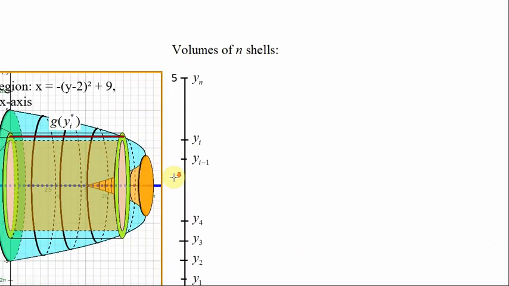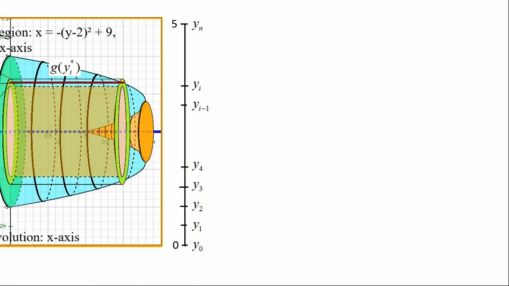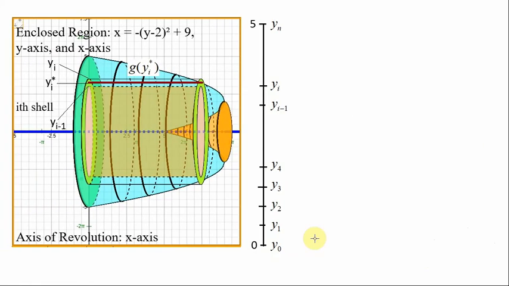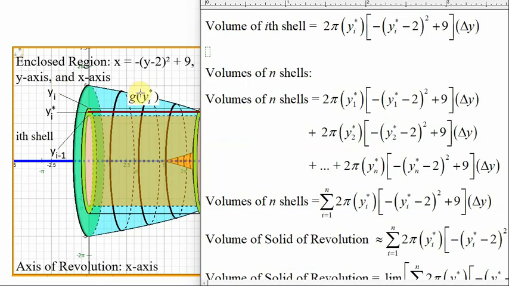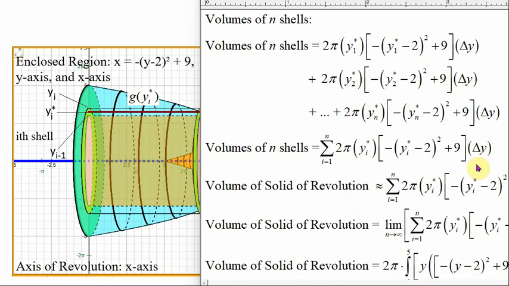And now let's find the volume of n shells. We can divide the solid of revolution into n number of shells. So that's the volume of the ith shell. And for n shells, this is the volume of shell number 1, shell number 2, and so on, up to the volume of the nth shell.